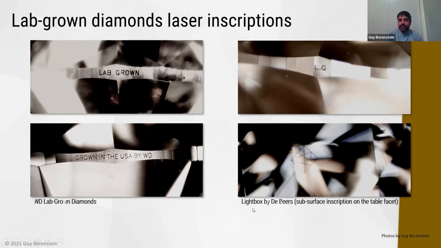Lightbox, which is a brand of lab-grown diamonds grown by De Beers, a CVD lab-grown by De Beers, they are giving you a subsurface inscription with their logo on the table facet, not on the girdle, and it's a subsurface. It means that you cannot polish it out. So if you see this logo on the table, usually you can see it with a loupe, you know for sure that this is a Lightbox lab-grown diamond.